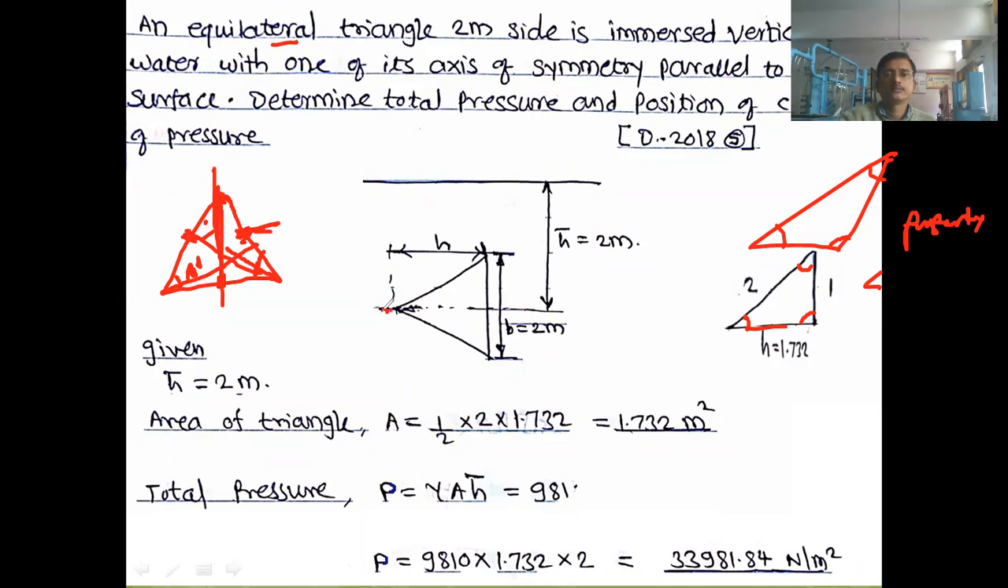So now in this diagram, this is the axis of symmetry. You separate it, divide it into two parts. This part and this part are identical. And this axis of symmetry is parallel to this liquid surface.